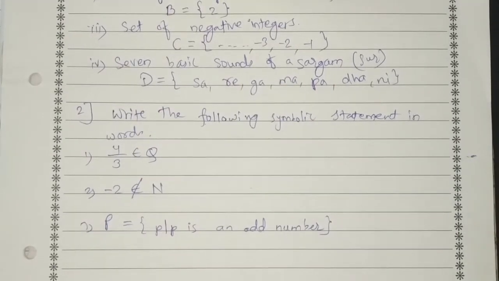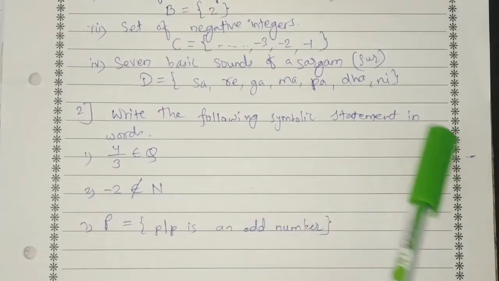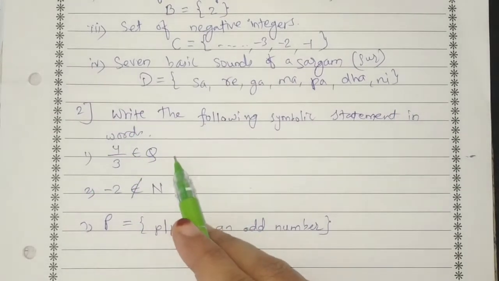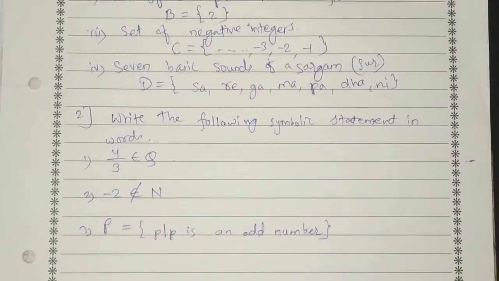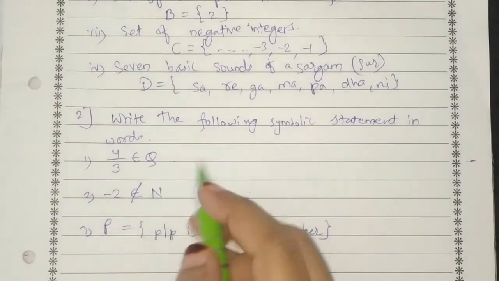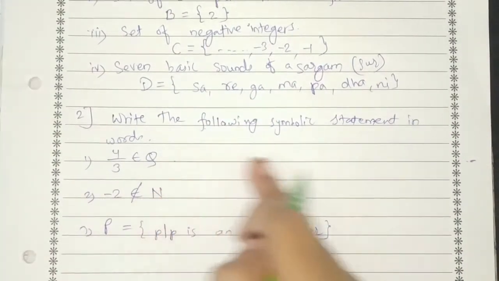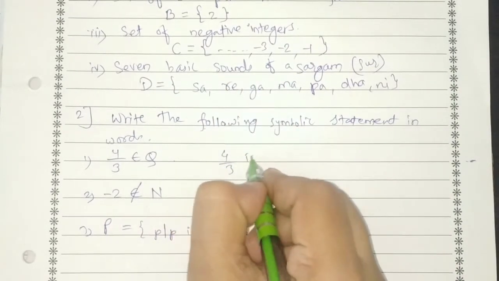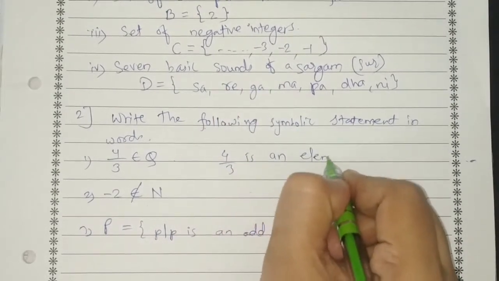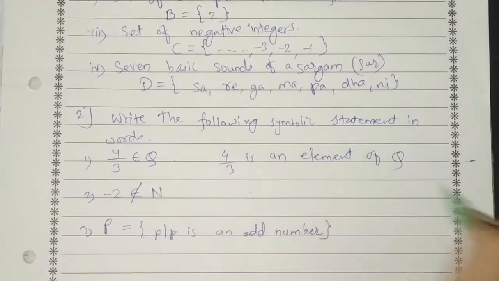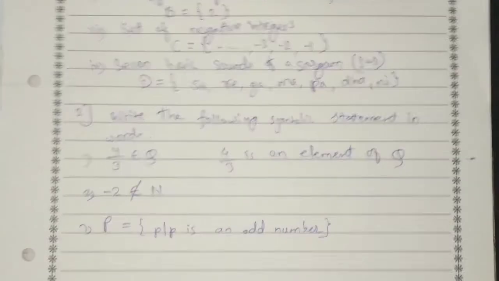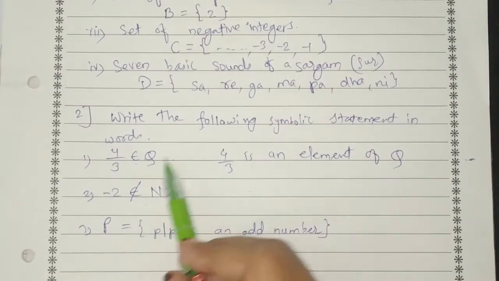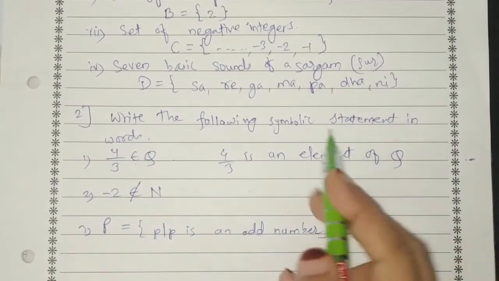Now the next question is write the following symbolic statements in words. Given here 4/3 belongs to Q. So we will write down in words like this: 4/3 is an element of Q. This symbol indicates that this particular element belongs to this set. So here we have written 4/3 is an element of Q.